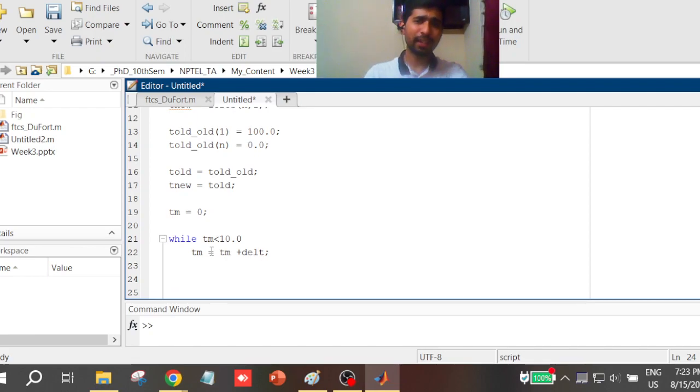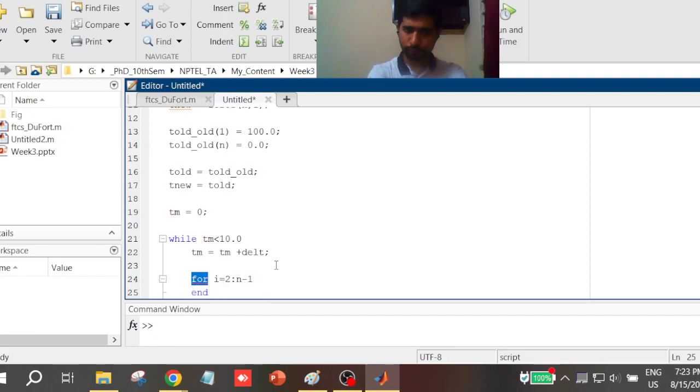What is the next thing I have to do here? Apart from time marching, I told that there are two marchings we have to do. One is time. What is the other marching? Can you write on the chat box? Yes, space marching, very good. For space marching, I would use the for loop, for i is equal to 2 to n minus 1. Why 2 to n minus 1? 1 is my border and n is also my border. I am not calculating anything on the border because I have boundary conditions.